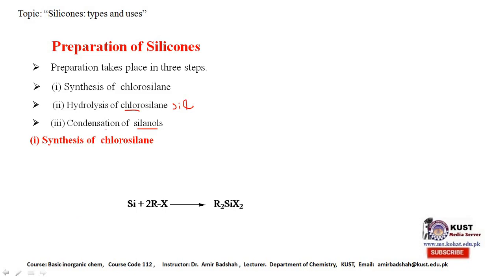So first we will come to the synthesis of chlorosilanes. There are 2 methods for the preparation of chlorosilanes: direct method and indirect method. In the direct method, silicon is treated with alkyl halide as shown here, and we get chlorosilane. But how is silicon obtained? Silicon is not present in free state. It mostly exists in the form of silicates, where silica is very famous and easily available.